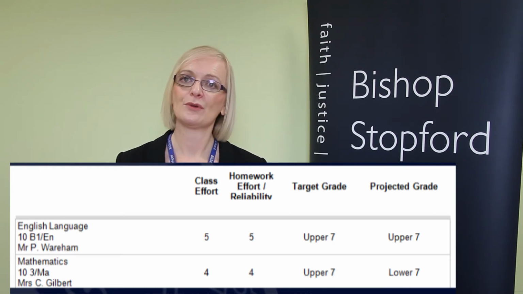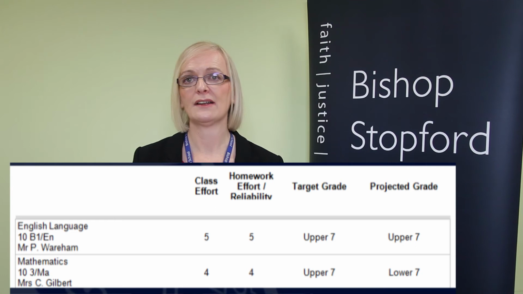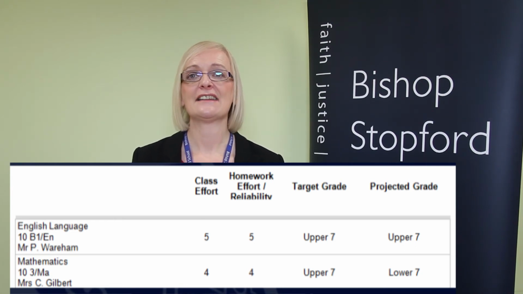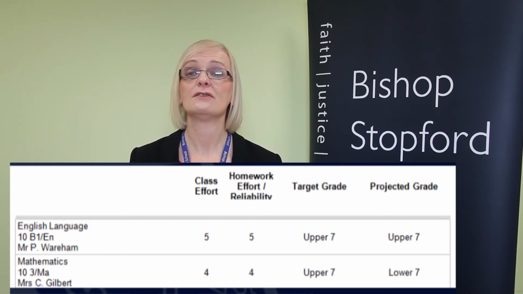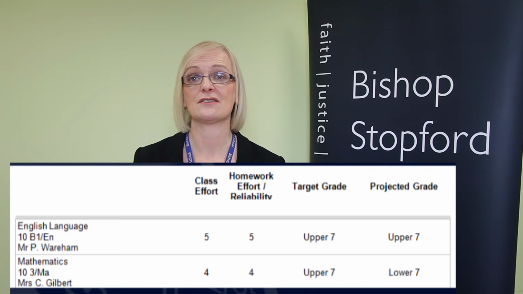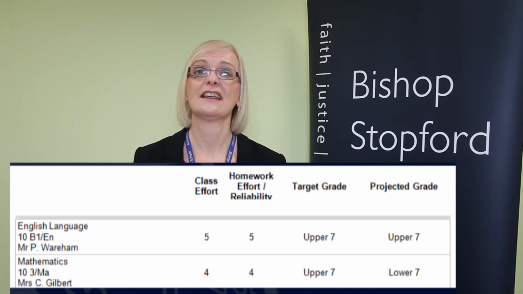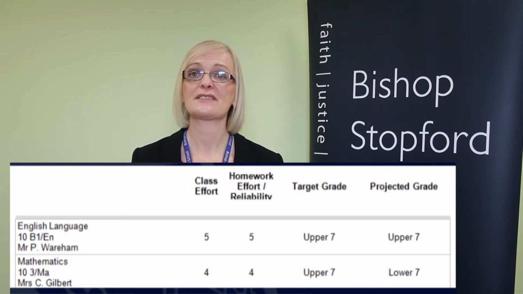You will notice in the report that some targets are labelled as upper and some as lower. What the teacher is saying there is that the student is aiming, for example in this case in English, for a level 7 grade at the end of the course, but it's a strong level 7, nearer to an 8 than to a 6. Conversely, a lower grade would suggest it's the bottom end of a 7, nearer to a 6 than it is to an 8. So you'll see upper and lower being used throughout the report.